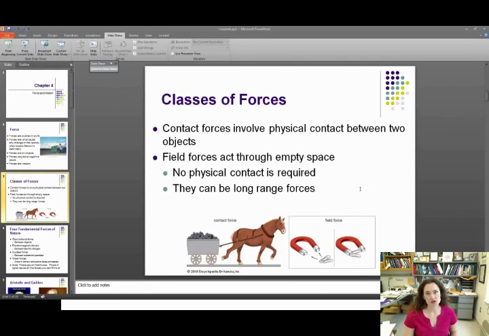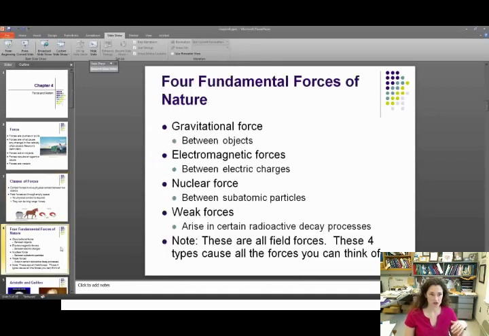Field forces, though, don't require physical contact. A common example of a field force is the magnetic force, where you have a magnet that is pushing or pulling on another magnet, or a metal that's magnetic. So there you can see the force even when the magnet isn't physically touching the object. For example, here the magnet pulls the paper clips without even touching them. So those are the two types.